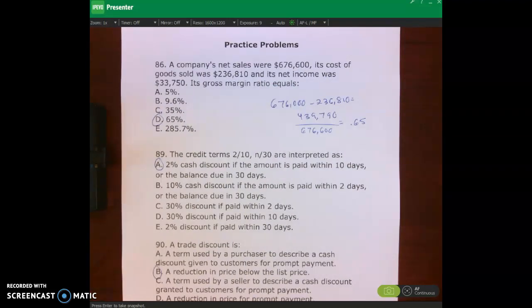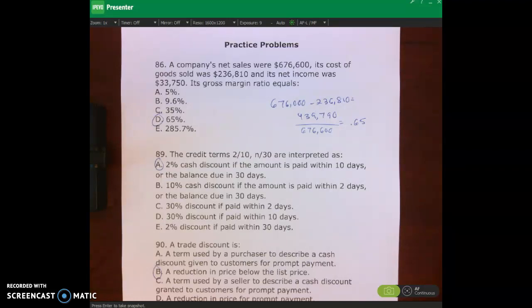Okay, hello and welcome back. So let's see how you did. So the first one, a company's net sales are $676,600. Cost of goods sold was $236,810. So then its net income was $33,750. We don't need to worry about the net income. That's not what we're looking for.